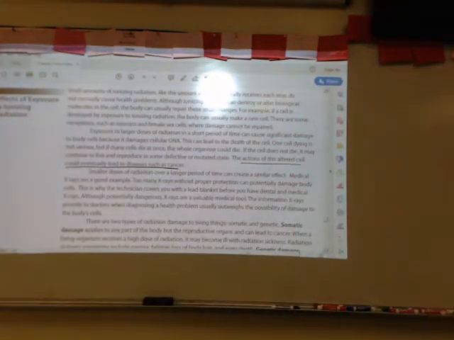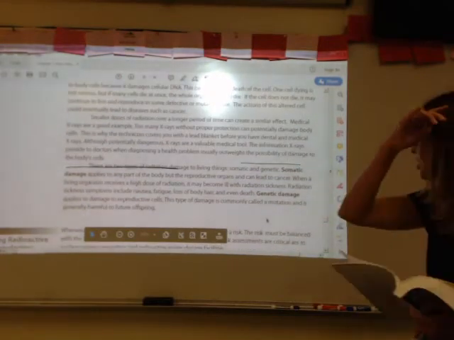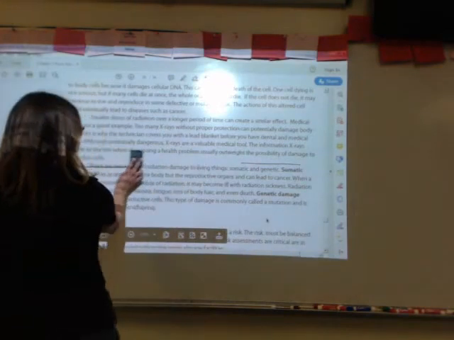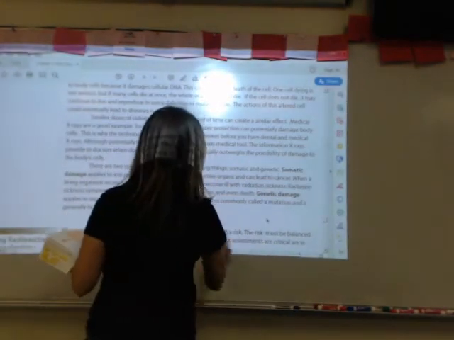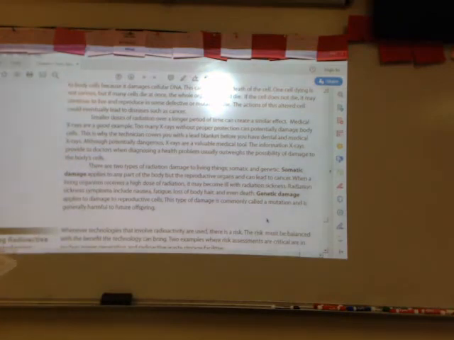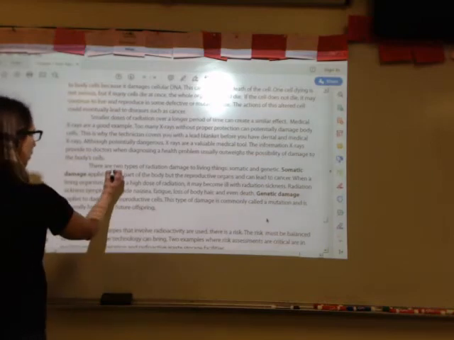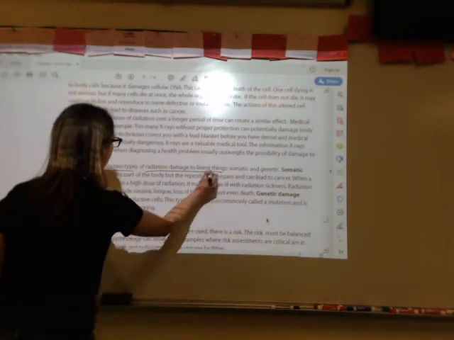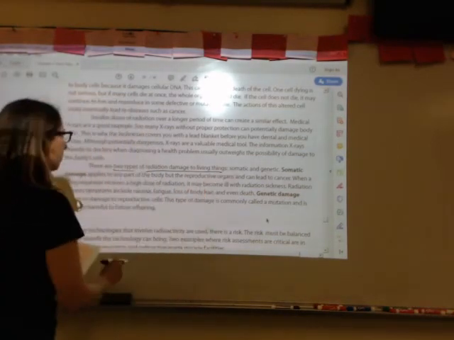Too many X-rays without proper protection could potentially damage your cells. That's why you get covered with a lead blanket before you get a dental or medical X-ray. X-rays are really valuable medical tools, so the information that they provide tends to outweigh the possible damage to your cells. There are a couple of different types of radiation damage to living things.